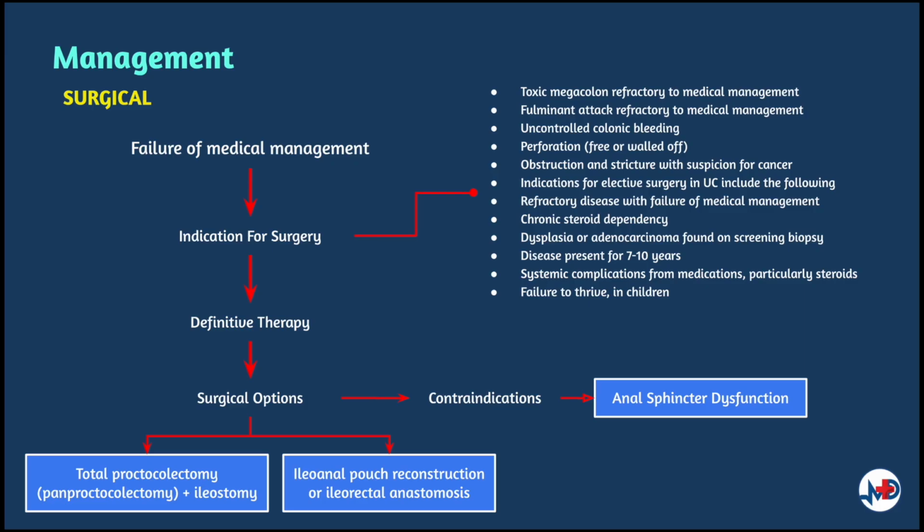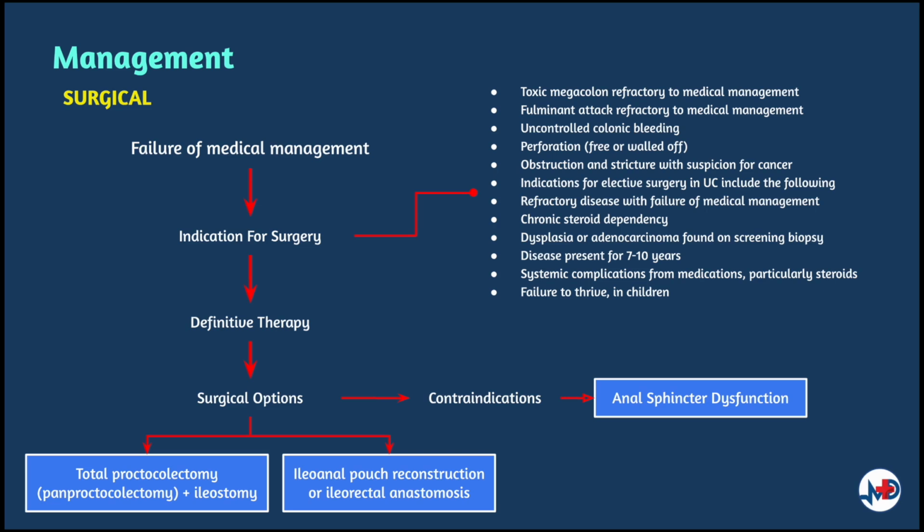Indications for elective surgery in ulcerative colitis, on the other hand, include refractory disease with failure of medical management, chronic steroid dependency, dysplasia or adenocarcinoma found on screening biopsy, disease present for 7 to 10 years, systemic complications from medications, particularly steroids, and failure to thrive in children.